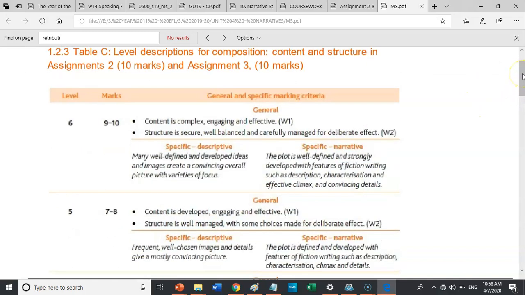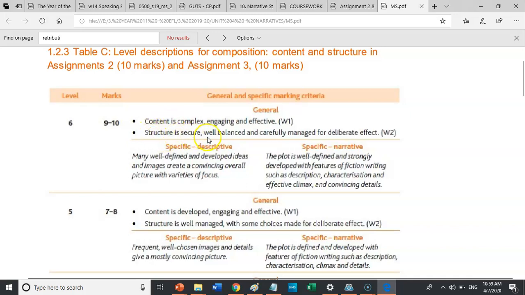So, to get 9 or 10 out of 10, you need to have content, your story, that is complex, complicated, engaging and effective. So basically it is an enjoyable and effective story. To me that means it makes the reader feel something. It might make me feel sad, surprised, angry, scared, and sometimes when I'm reading it I forget that it's a story, it's that well written.